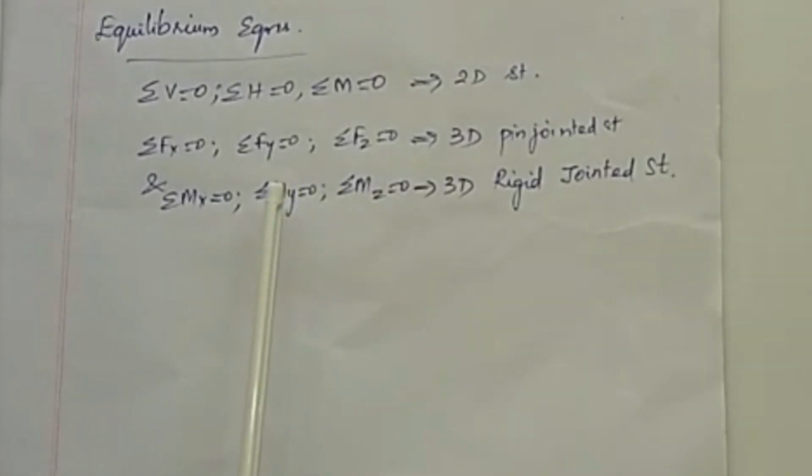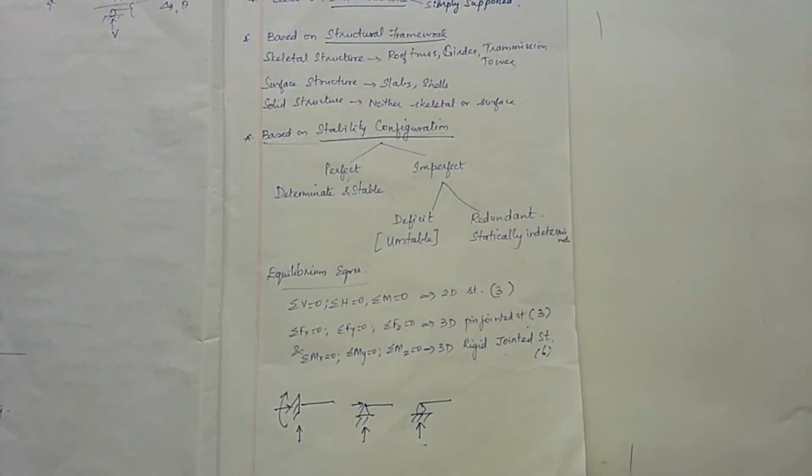So you should identify whether the structure is a two-dimensional structure or a three-dimensional structure, whether it is pin jointed or rigid jointed. Then you can make use of the corresponding equilibrium equations to analyze the unknowns at the support. So now we shall find these unknowns at all these supports, or these redundant forces, with the equilibrium equations. Make use of the corresponding equilibrium equations and find the values of the unknown forces.